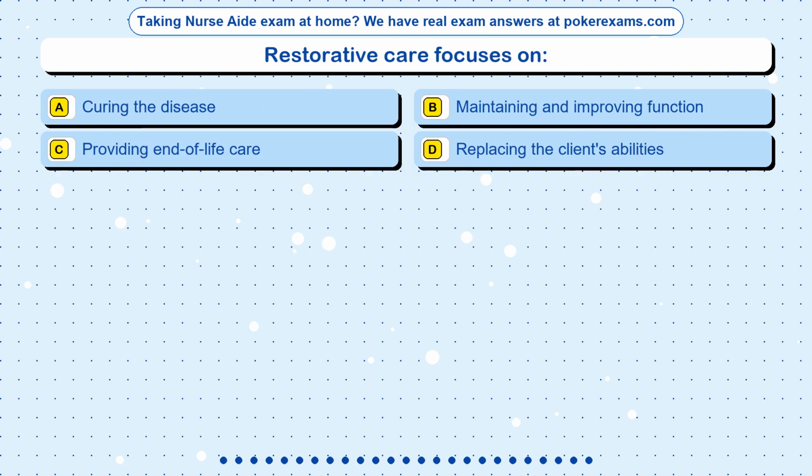Question 20. Restorative care focuses on: Option A, curing the disease. Option B, maintaining and improving function. Option C, providing end-of-life care. Option D, replacing the client's abilities.